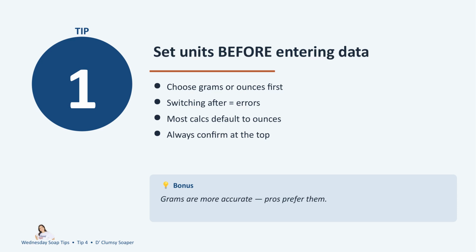Here is something small that catches so many soapers off guard, and it is completely avoidable. Before you type a single number into your lye calculator, set your unit of measurement first. Choose grams or ounces right at the start, because switching midway through scrambles everything. Most calculators default to ounces, so always check the top of the page before entering data. And if you want the professional edge, work in grams. They give you far more precision, and that precision matters when lye calculations have zero room for error.